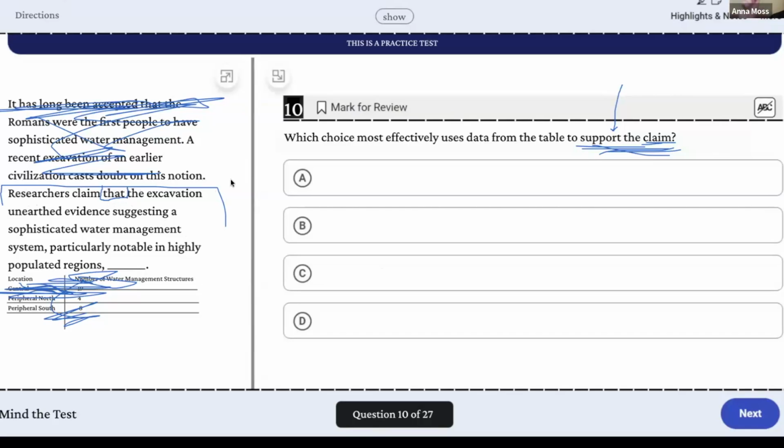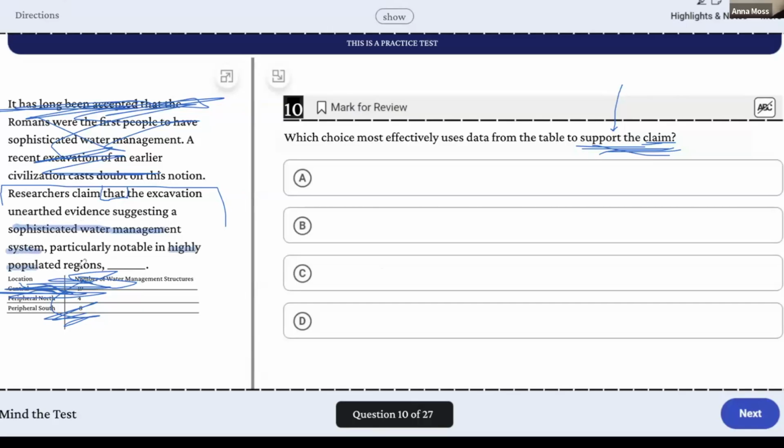All right, now, okay, so we've ignored everything. Our next step is we're going to use the built-in highlighter again on Blue Book to highlight keywords in that claim. So what would I highlight here? Let's see. Excavation unearthed evidence suggesting a sophisticated water management system, particularly notable in highly populated regions.